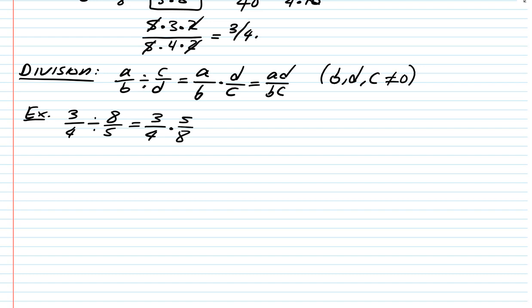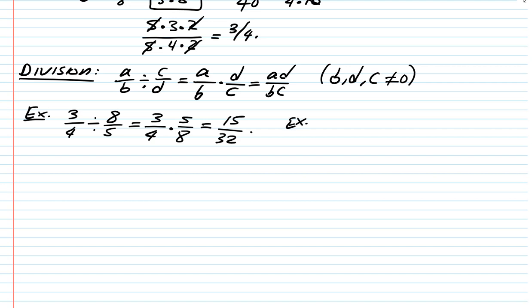That would be 5/8. And this will give us 15/32, multiplying the tops and the bottoms. And we always make sure the answer is in lowest terms or reduced form. So there's an example there. Let's take a look at another example.